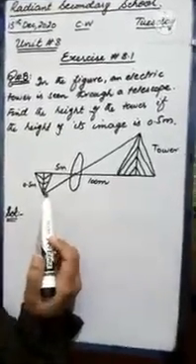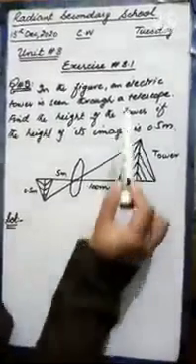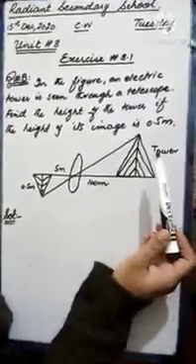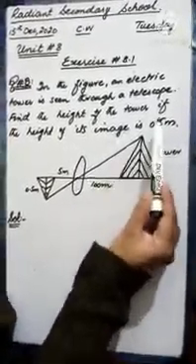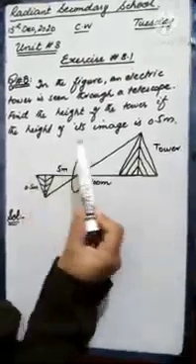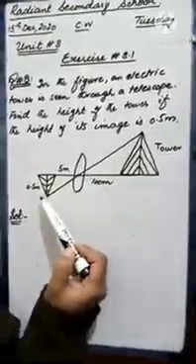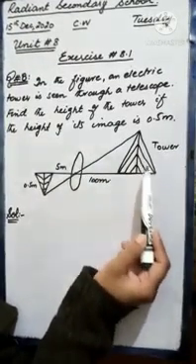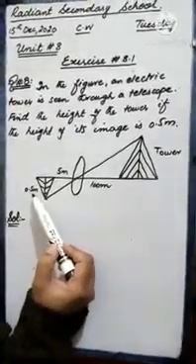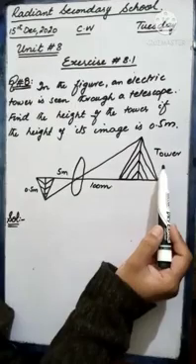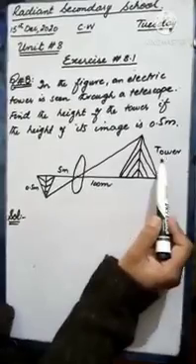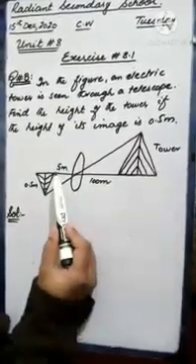Okay students, now question number 8 is here. In the figure, an electric tower is seen through a telescope. This is the tower and this is seen through a telescope. Find the height of the tower. We have to find the height of this tower. If the condition is there, the height of its image is 0.5 meters. Now student, this diagram is given in your book. Through this diagram you have to find the value of its height. Clear?